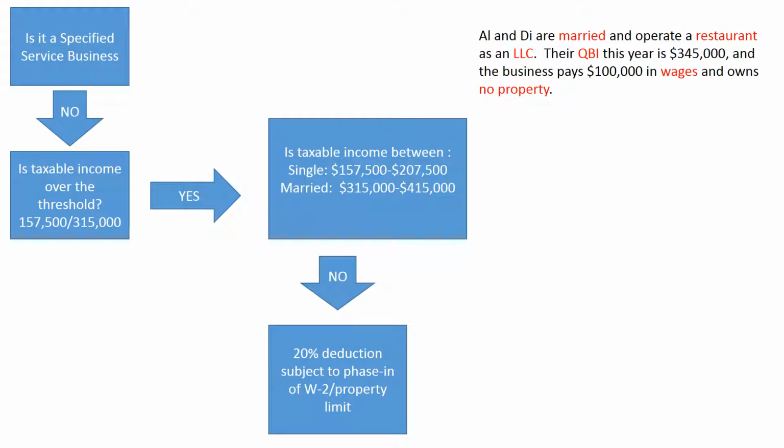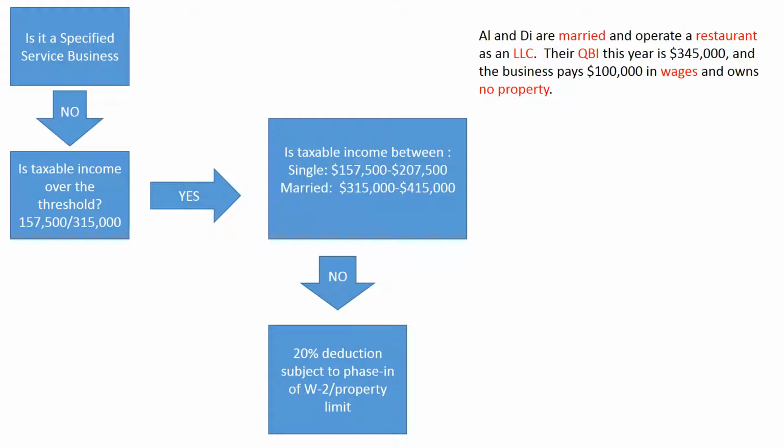Okay, if your business is a non-service business and your taxable income is between $157,500 to $207,500 for single, or $315,000 to $415,000 for married filing jointly, the wage and property limitation is phased in. That is, only part of your deduction is subject to the limit and the rest is based on 20% of your QBI. The phase-in range is $100,000 for married and $50,000 for singles.